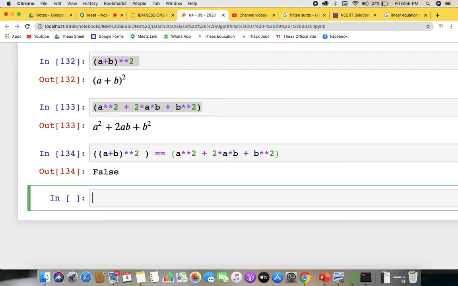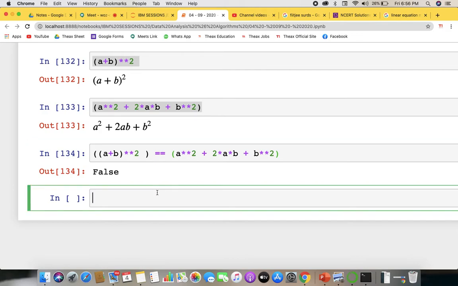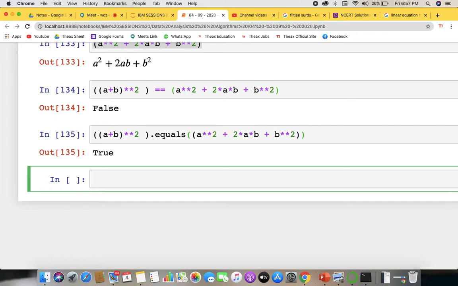This is false because these are two expressions. We haven't defined any values. How can it be related to be true? So if we are equating expressions, we'll have to use the identity symbol. See, we'll have to use dot equals. So this expression is identically equal to this expression. Then you'll be getting the correct results.